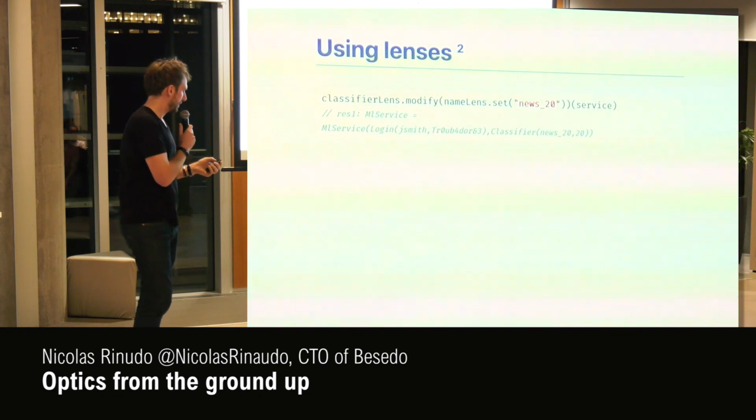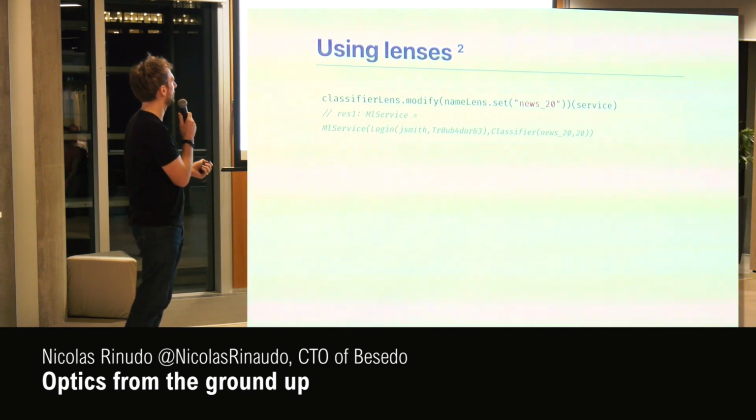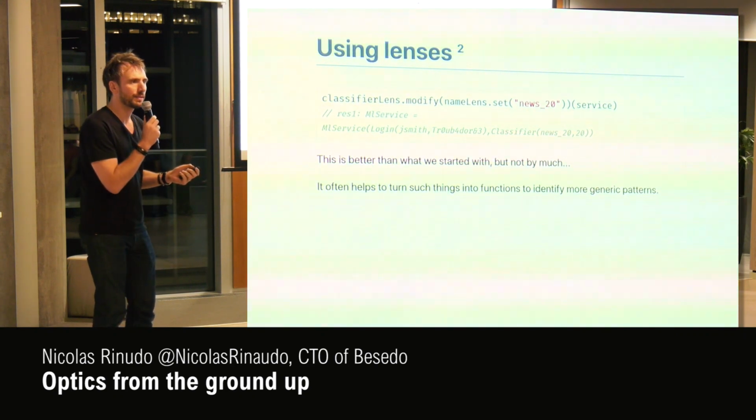And now we use it to do what we want to do. So given a classifier lens and a name lens, we do the whole thing to set the name of the classifier. And it works exactly as we wanted. We do have an instance of ML service where the classifier name has been changed.